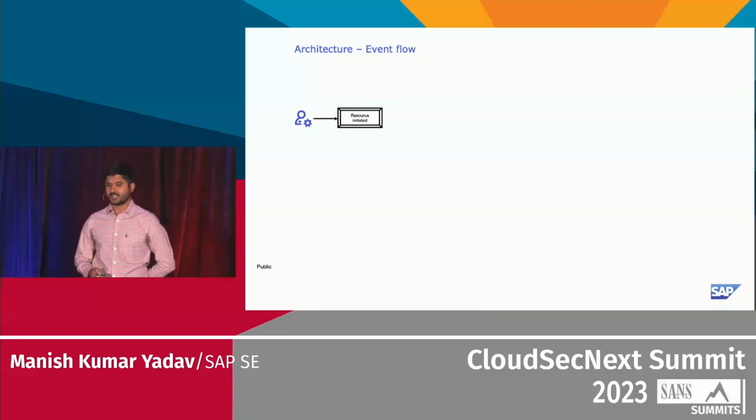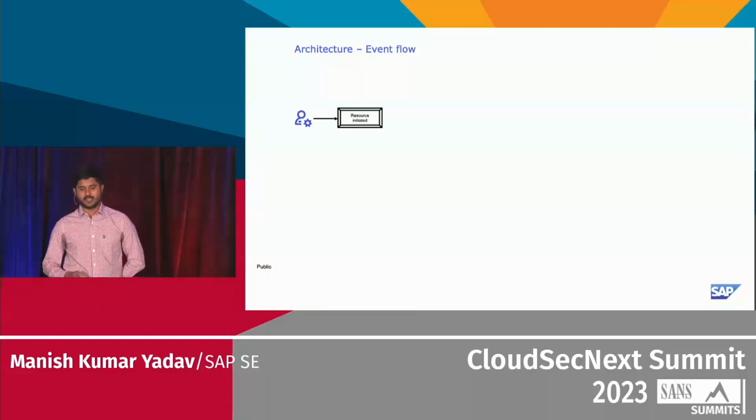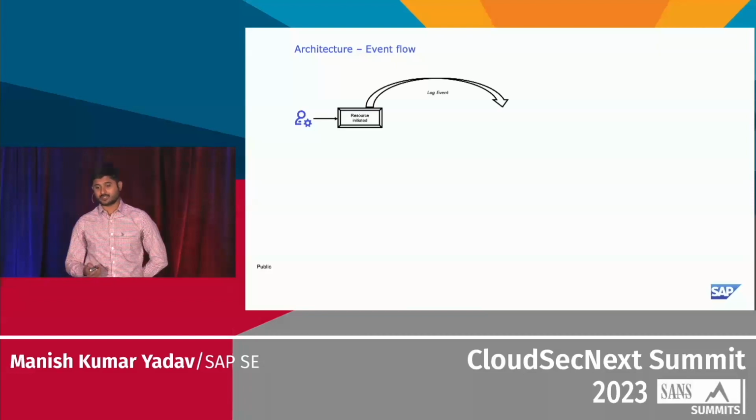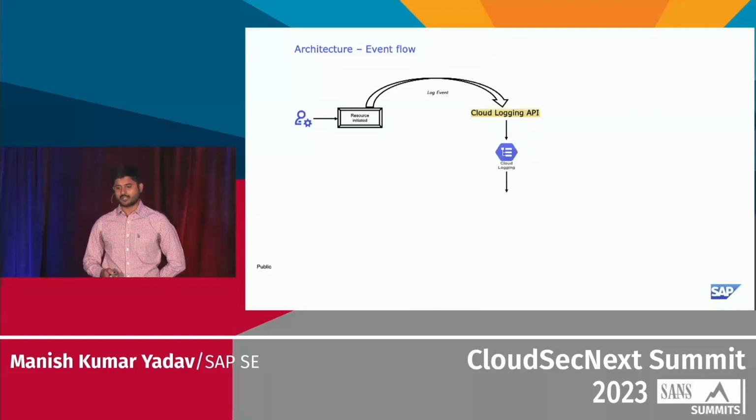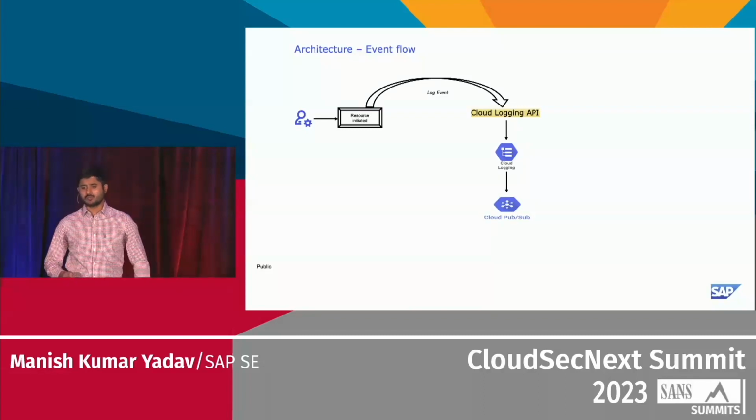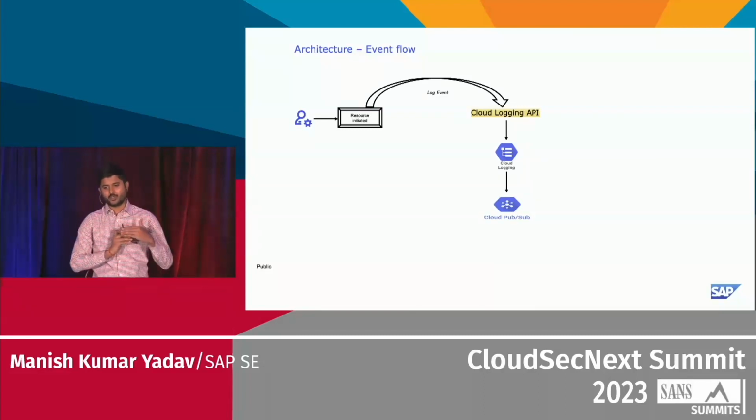There's a person, and he wants to create some resources in the cloud. So he thinks, okay, let's go and create a bucket or a compute instance in the cloud, and initiates the request. Then it goes to the log event, and you have your cloud logging API enabled for that event. The moment the resource is created, it goes to the API, and then you have the cloud logging. And after the cloud logging, you're going to filter the event you're looking for.